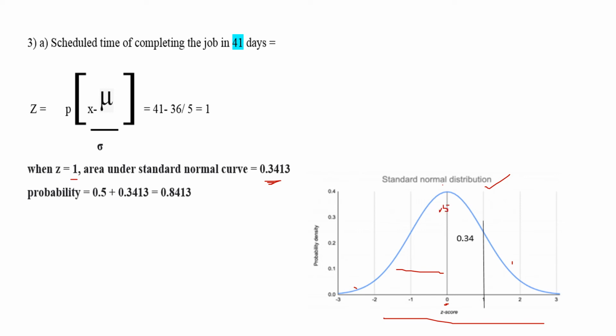So with 0.5 you have to add 0.3413, and you will get the answer as 0.8413. Okay, scheduled time of completing the job in 41 days is 0.8413.